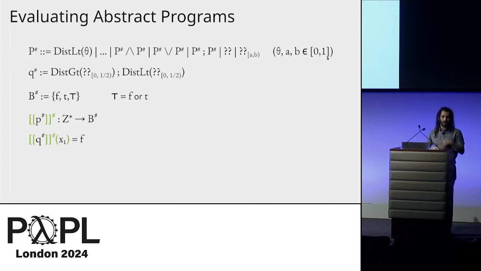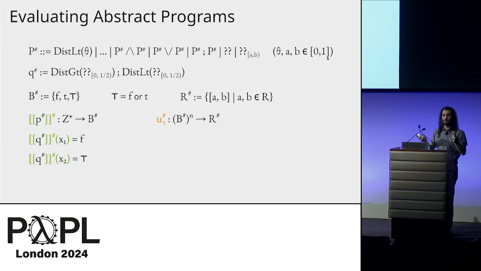And now if we evaluate Q sharp, we might see it predicts false on the first trajectory, and it returns top on the second trajectory. So our objectives before mapped a set of Booleans to a real number. Now we're going to map these abstract predictions, these abstract Booleans, to an abstract real number, where the abstract real number is, for our purposes, just a real interval.